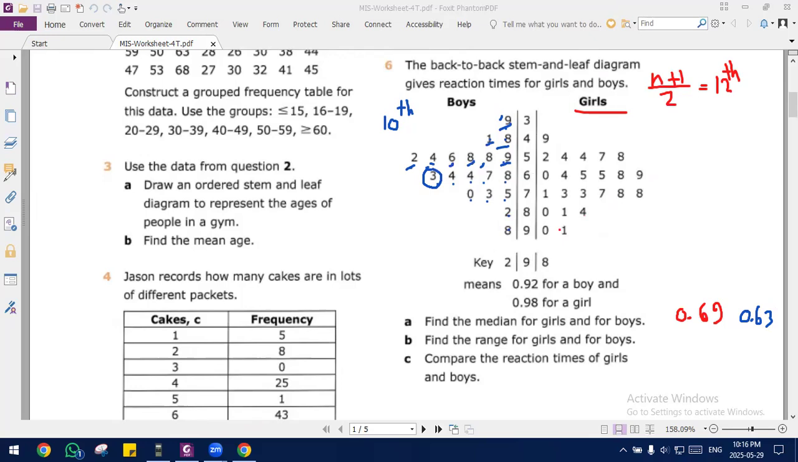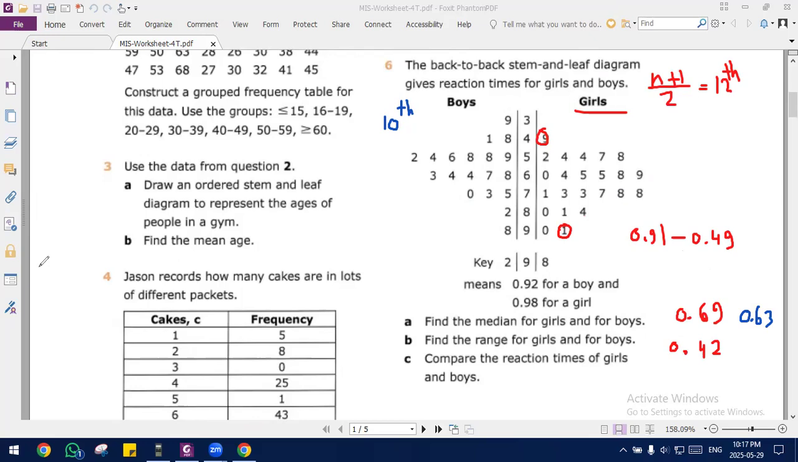Now the range for the girls. So range, what's the definition? It's the highest value minus the smallest value. Highest value for girls is that one, which means 0.91 minus the smallest value, 0.49, which is equal to 0.42. 0.49 is the range for the girls.